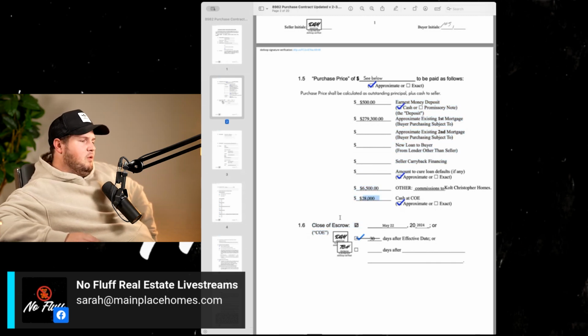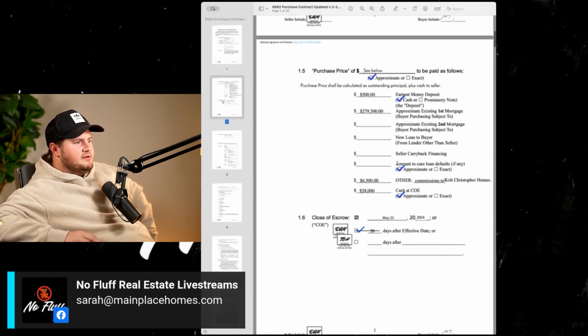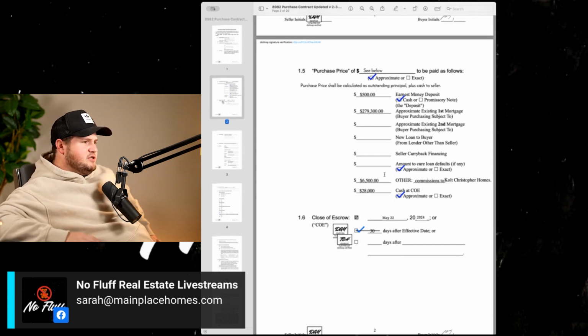Does that make sense? I want you to think about this like a ledger, like on a spreadsheet: this plus this plus this plus this plus this equals your total purchase price. Everything just gets added up here, but it's line itemed out so everybody can understand what is what. It's pretty straightforward. Each individual piece that goes into this purchase is going to be line itemed out. So if there's seller carryback financing, great, it goes there. If there's anything to cure defaults, it goes there. In this case, there was none.